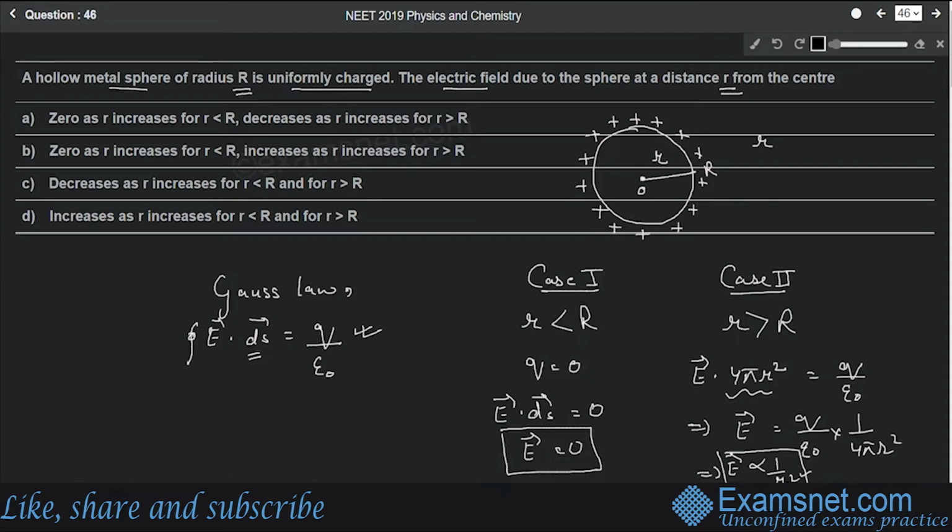Okay, so which option will be the correct one? The first one: 0 for r less than capital R, and decreasing as r increases for r more than capital R. That means when small r is less than capital R, this is case 1, then it will be 0. And in the second case, when r is more than capital R, it will decrease as small r increases, because it is inversely proportional. So option A will be the correct answer.